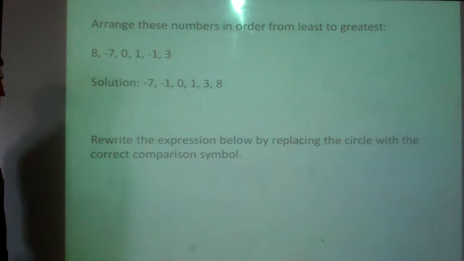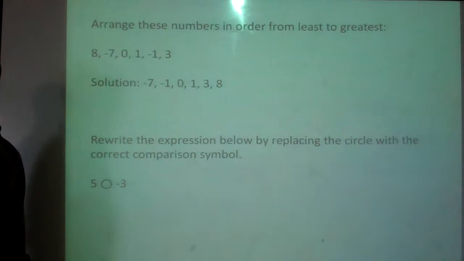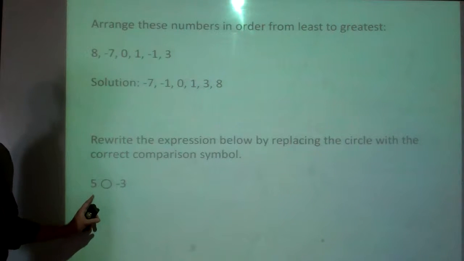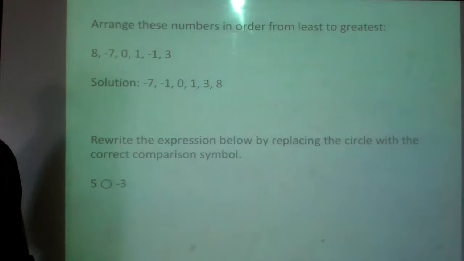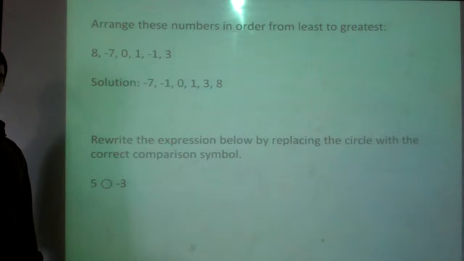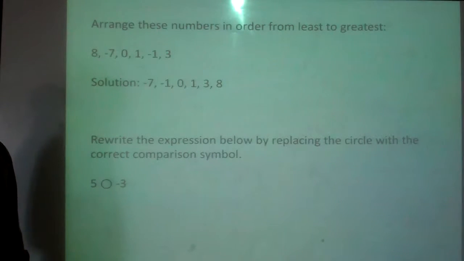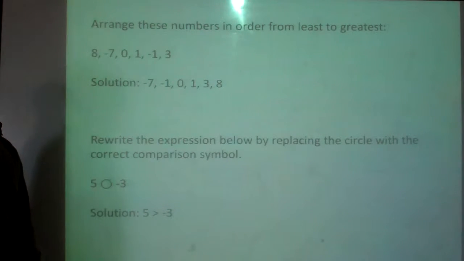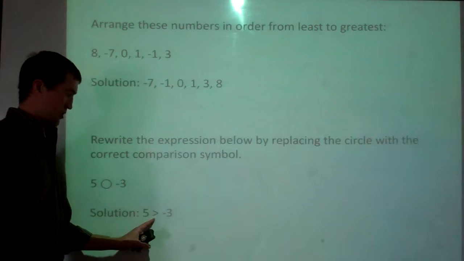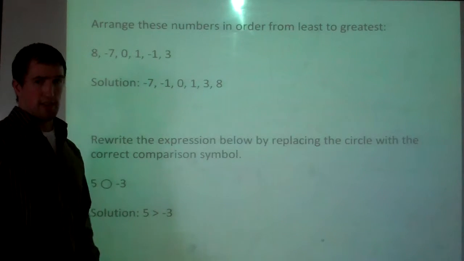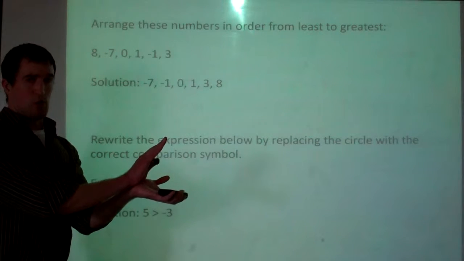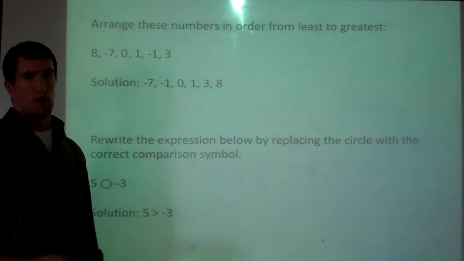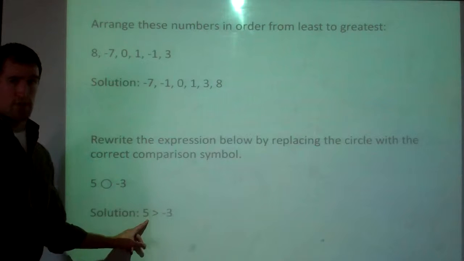Rewrite the expression below by replacing the circle with the correct comparison symbol. We have two numbers here, a positive 5 and a negative 3. Now they're just supposed to figure out, are these two numbers equal, or is one of them bigger than the other? Well, we should be able to tell that 5 is greater than negative 3. That's this little symbol, greater than. It's like the little alligator symbol. The alligator is going to open its mouth towards the larger number, in this case 5.